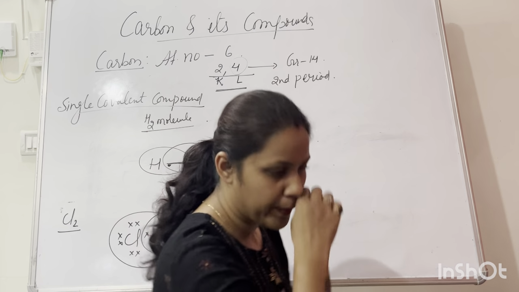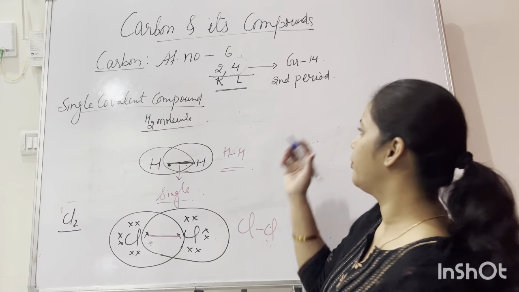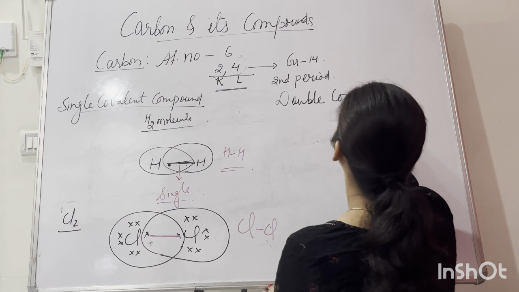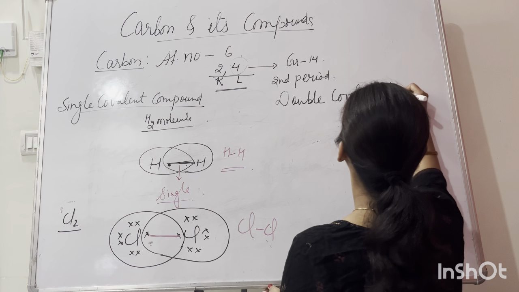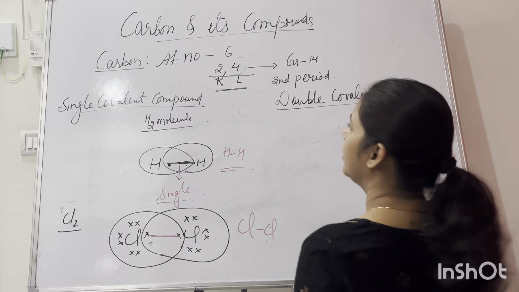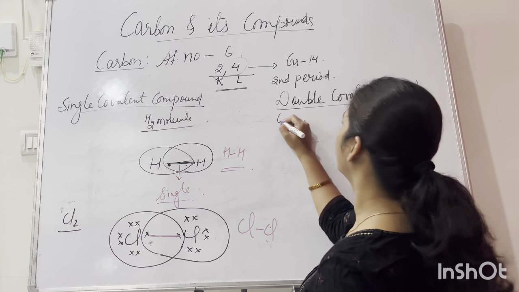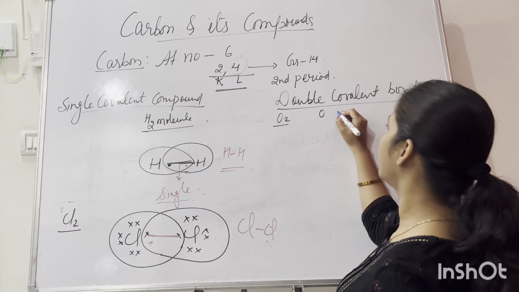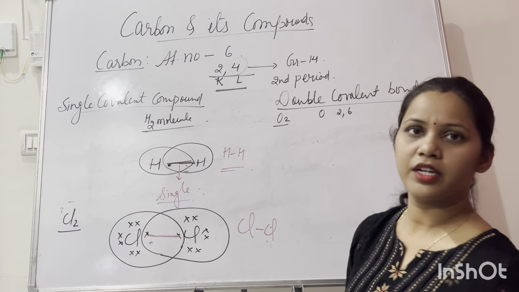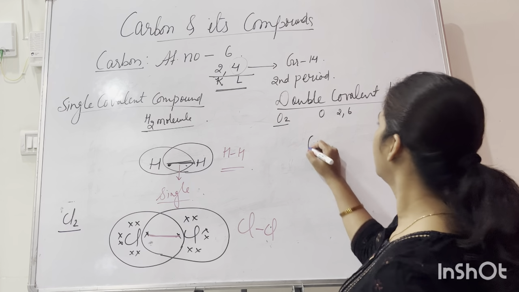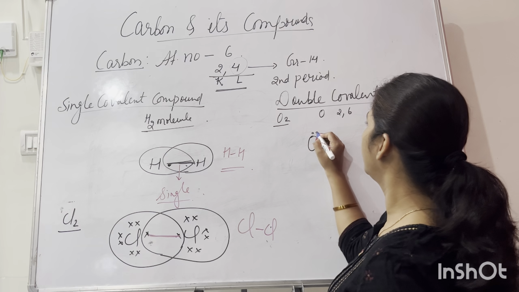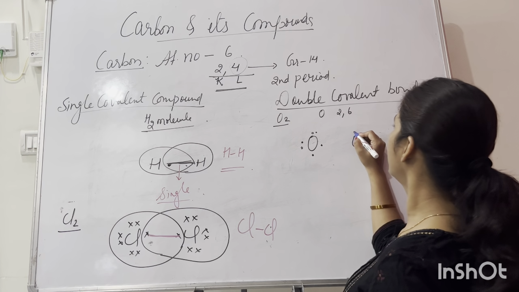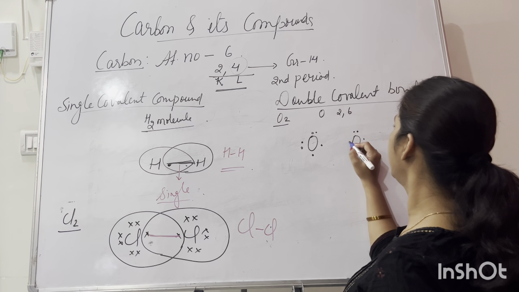Now another example, let us understand a double covalent bond. Example, oxygen molecule, O2 molecule. What is oxygen? Oxygen's electronic configuration is 2, 6. It requires 2 electrons. So oxygen has 1, 2, 3, 4, 5 and 6, and another oxygen also has 1, 2, 3, 4, 5 and 6.